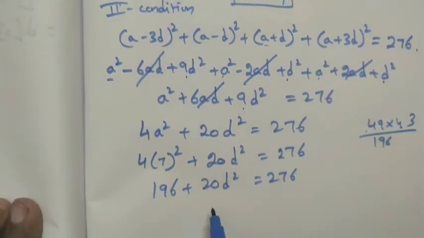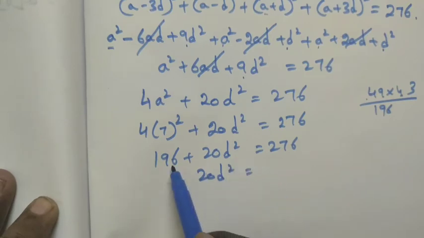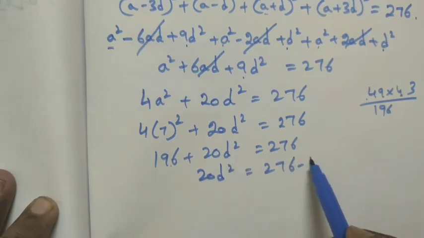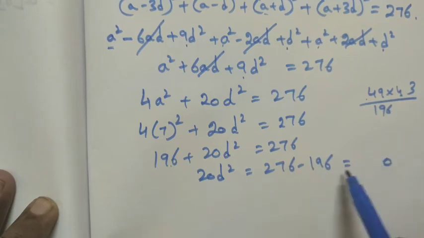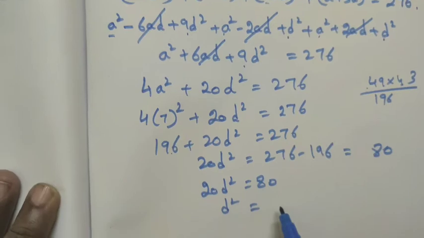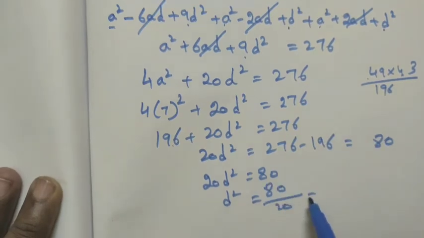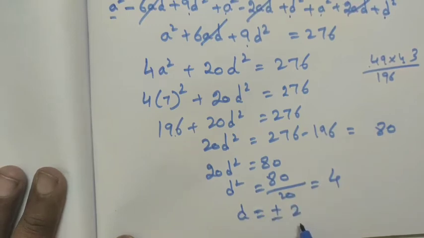We want to find out the value of d only. So 20d square is equal to, I take this value to this side, 276 minus 196 is equal to 80. Then 20d square is equal to 80. d square is equal to 80 divided by 20, which is 4. Then d is equal to plus or minus 2. When we square we get plus or minus 2 as the value.